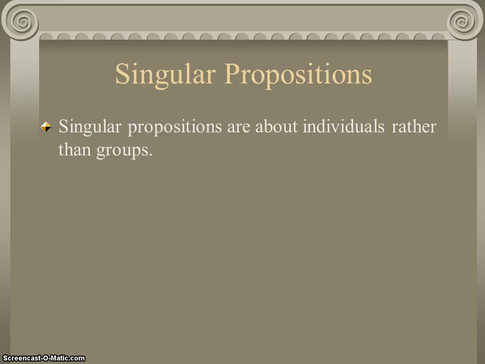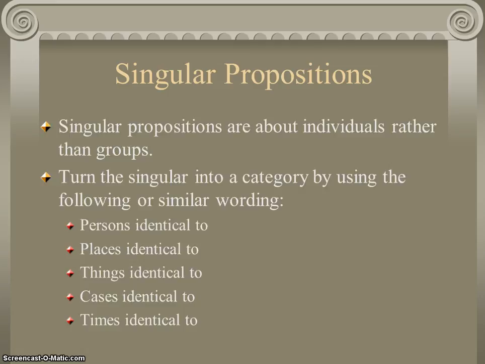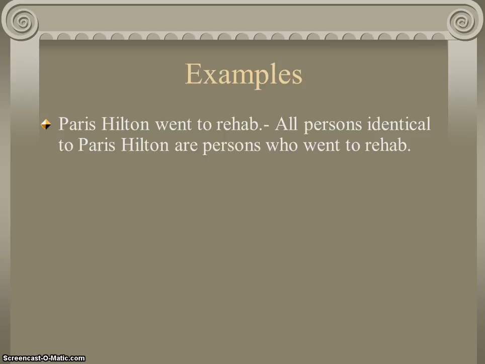The next thing we look at is singular propositions. Singular propositions are about individuals rather than a group. So what we have to do is turn a singular proposition into a category by using the following or similar wording: persons identical to, places identical to, this type of thing. An example of that would be "Paris Hilton went to rehab." If we want to use a singular proposition, we'd have to say, "All persons identical to Paris Hilton are persons who went to rehab."